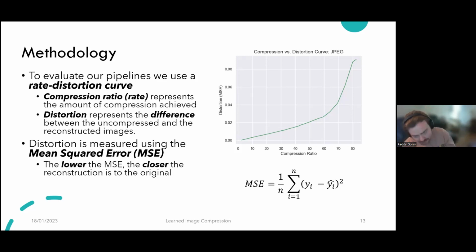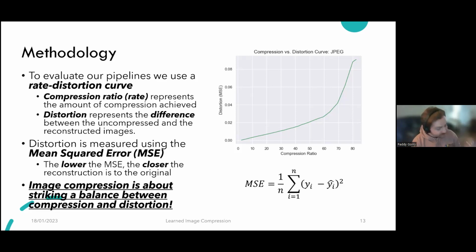But the MSE is a bit easier to implement for this. So the lower the MSE, the closer the reconstruction is to the original. So like I said earlier, image compression is all about striking a balance between compression and distortion.